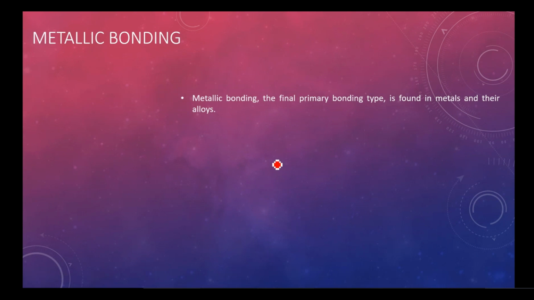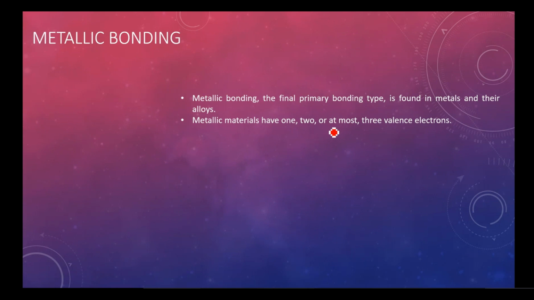The third kind of bonding is the metallic bonding, the final primary bonding, found in metals and alloys. And this is very simple to understand.